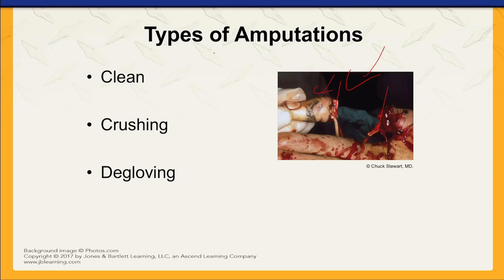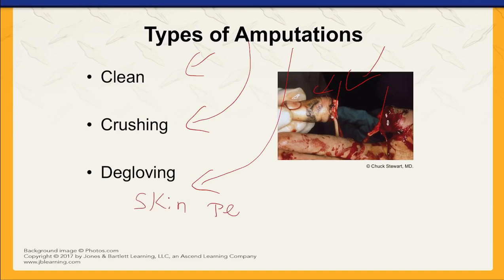Other types of amputations could be when there's a crushing injury. This is when, for example, a finger has been crushed or mashed off. Another type of amputation is what we call a degloving. In a degloving injury, the skin is peeled off, just like how you take your gloves off your hands. The skin will come off the same way. That's what we call a degloving type of amputation.